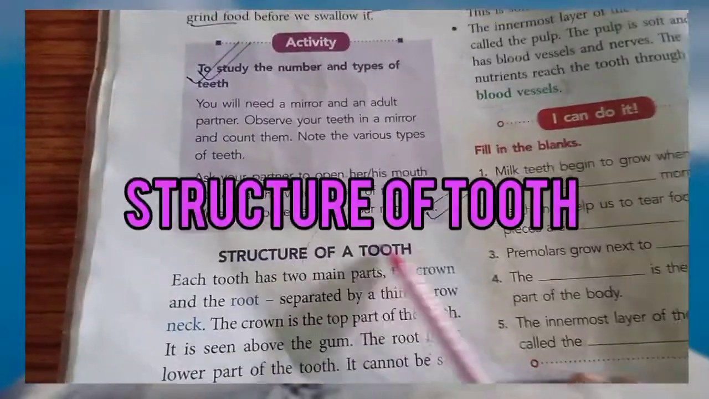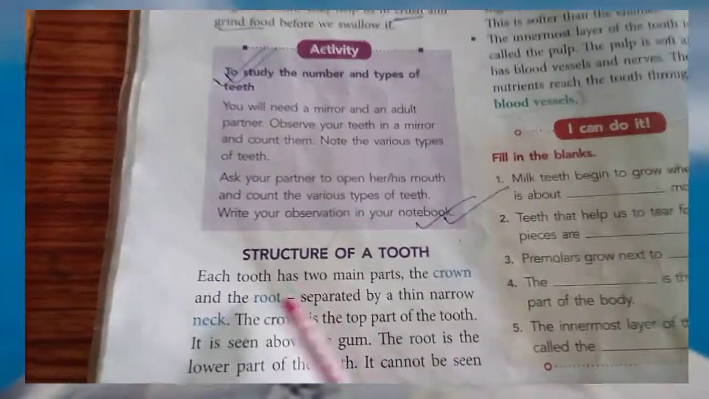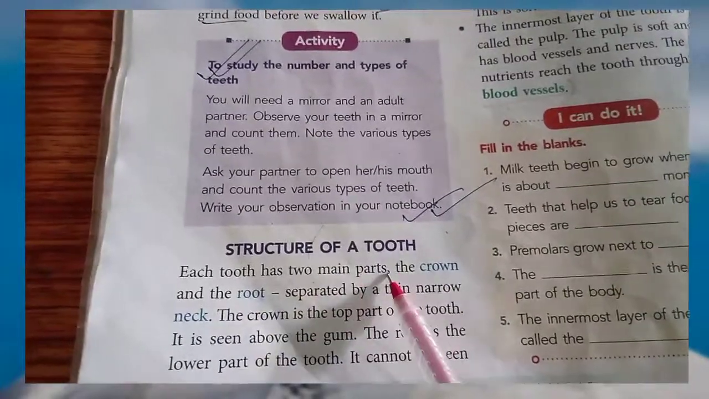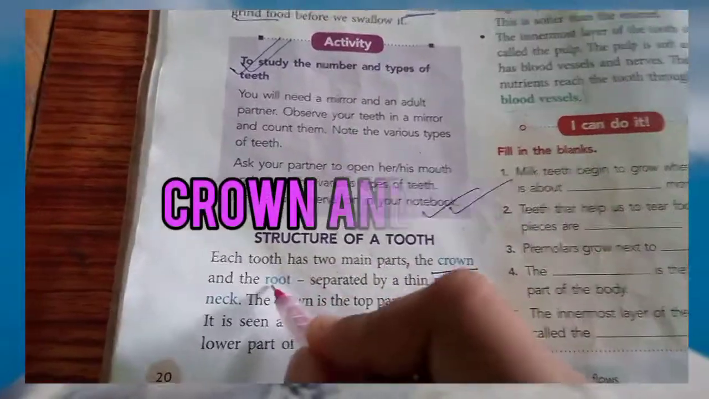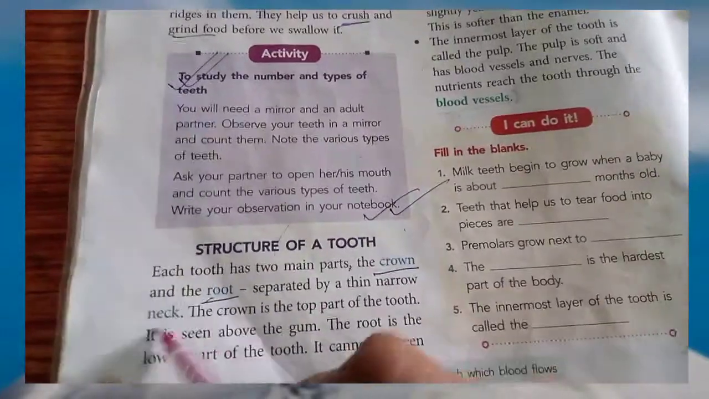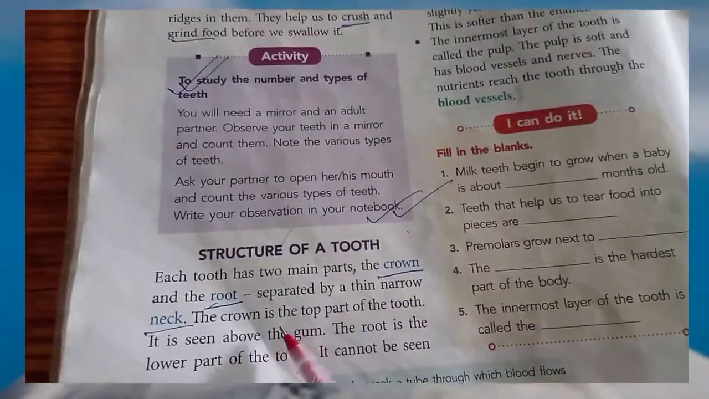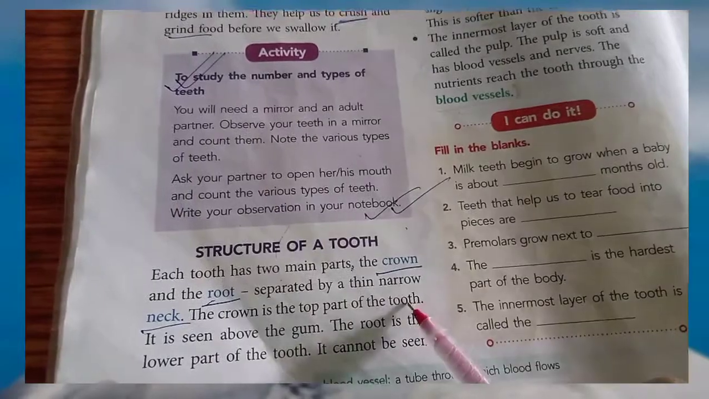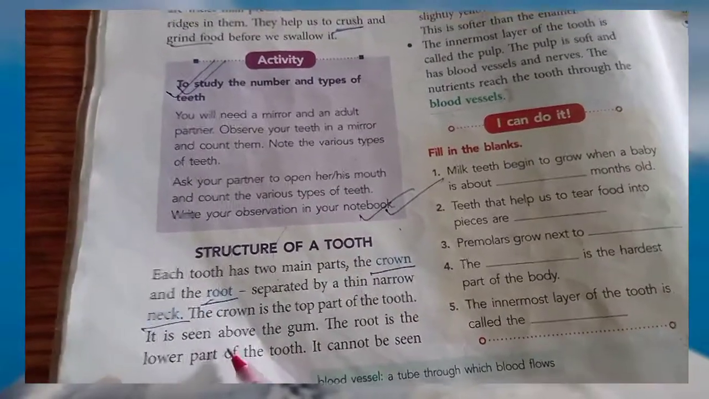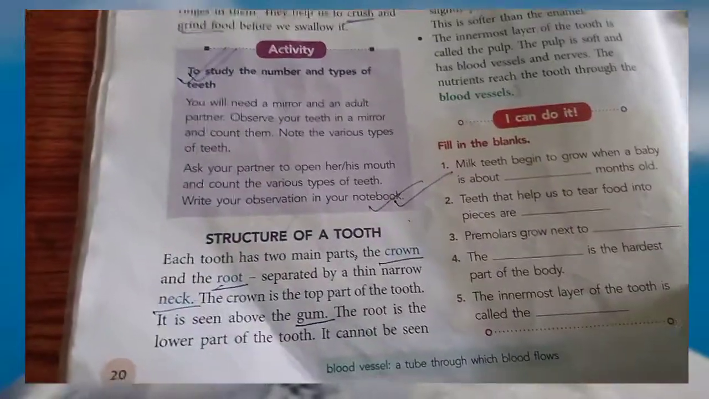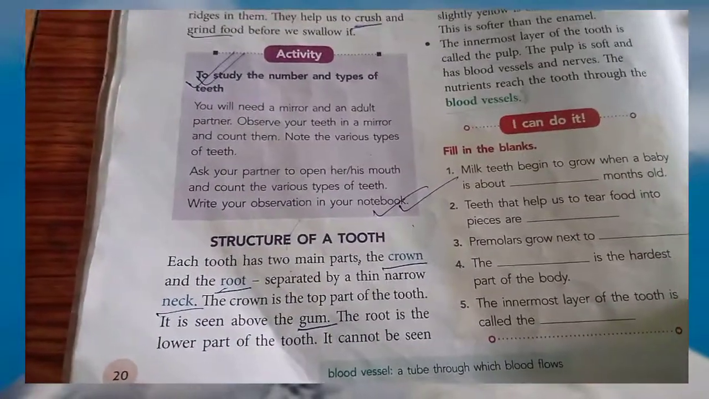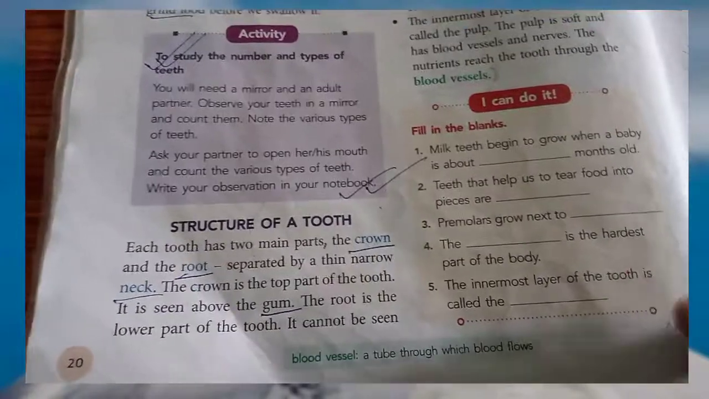Next is the structure of a tooth. Each tooth has 2 main parts. What are they? They are the crown and the root, which are separated by a thin narrow neck. The crown is the top part of the tooth. It is seen above the gum. The root is the lower part of the tooth. It cannot be seen. Okay?